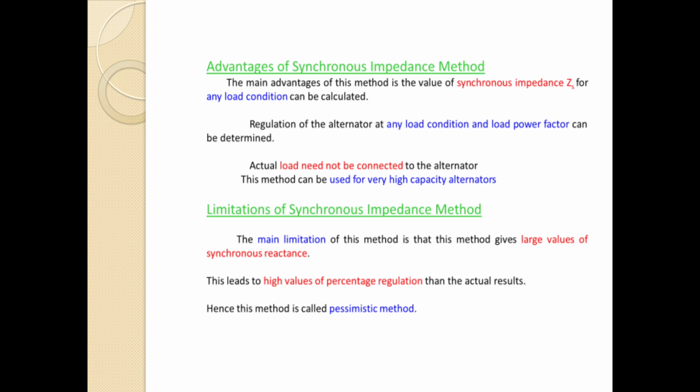Limitation of the synchronous impedance method. The main limitation is that it gives higher values of percentage regulation than the actual result. Hence, this method is called the pessimistic method.